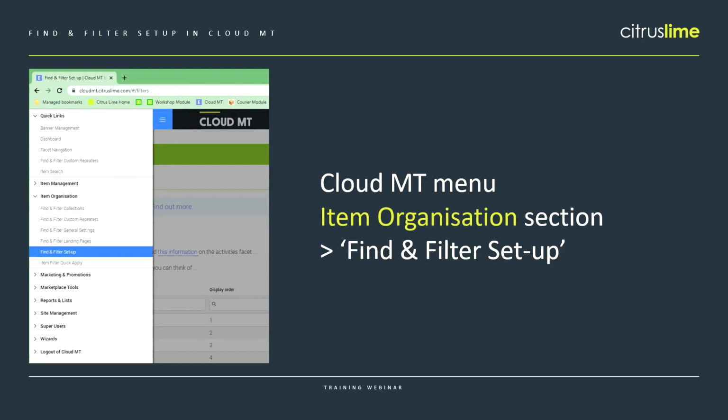The next question might be, but where do those lists of departments, item groups, and so on come from? Well, these can be viewed from the Find and Filter setup page in CloudMT, which is under the Item Organisation section of your menu.